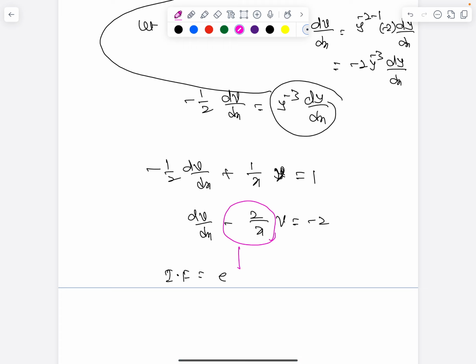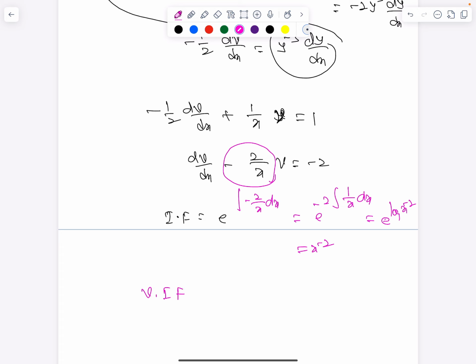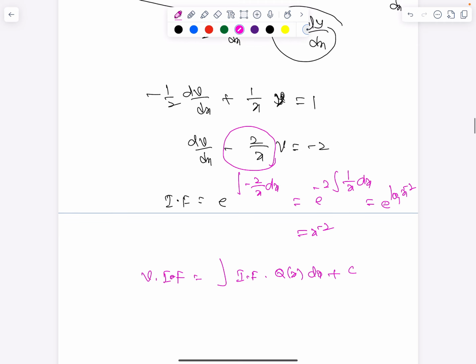this term, that is e power minus 2 by x dx, that is e power minus 2 integration of 1 by x dx, which is equal to e power log x power minus 2, which implies x power minus 2 is the integrating factor. Once you get x power minus 2 as the integrating factor, v into integrating factor is equal to integration of integrating factor into q of x dx plus c. So that is v into x power minus 2 is equal to integral of x power minus 2 into q of x, which is minus 2 in this case, dx plus c.